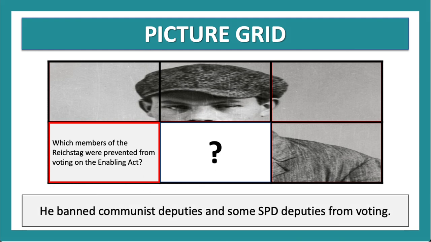I wonder if you've got the picture. Well, nobody's chimed in yet and told me who is in the picture, so that's great. So he bans communist deputies from voting, as well as some SPD deputies, because he knows that those SPD deputies, who sit on the center left of the Reichstag, are going to be against the idea of Hitler ruling by decree. So banning some of these deputies increases numbers within the Reichstag in order to get him over the line, because he essentially needs a two-thirds majority to get this approved.